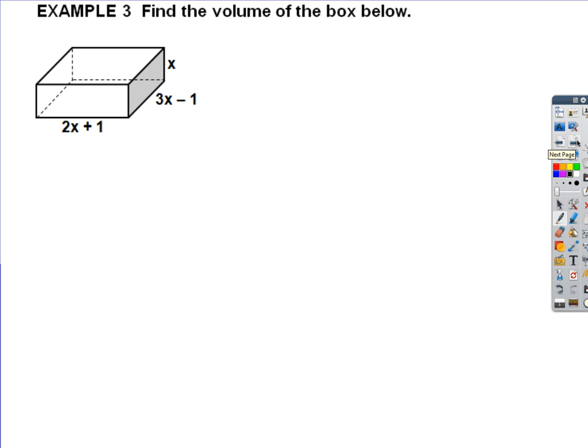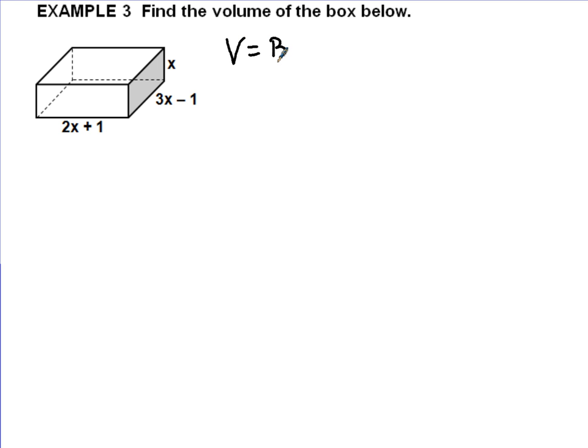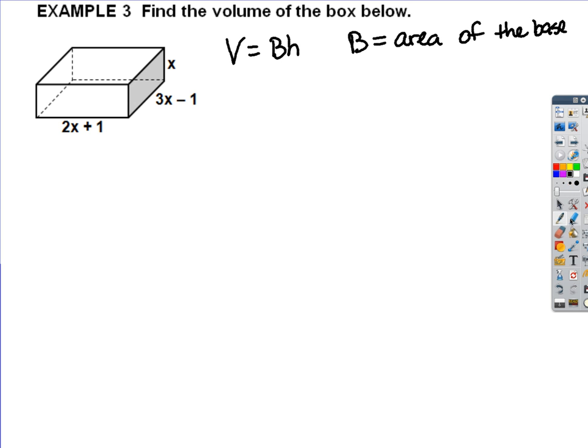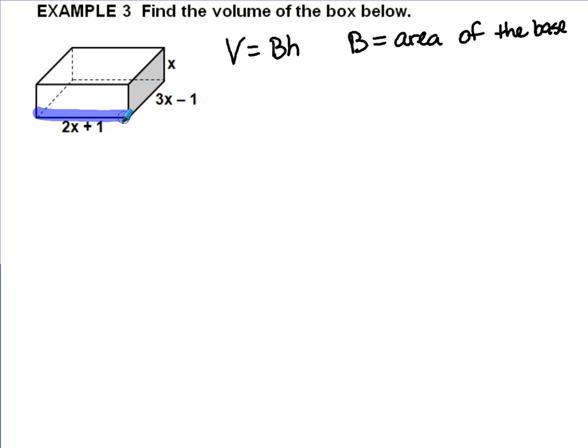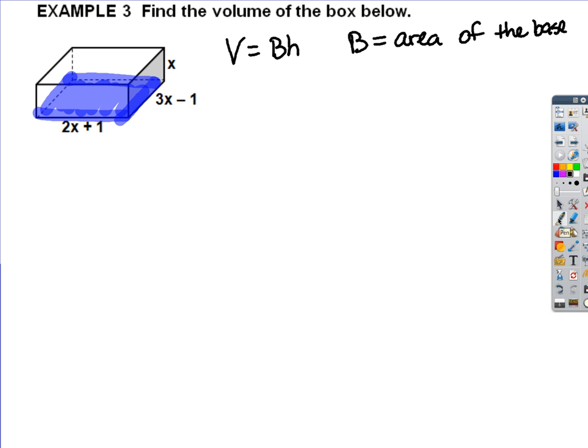I want to find the volume. Volume is capital B times H. B is area. It's the area of the base. So let's identify the base. The base is this right here. So to find the area of it, I'm going to do length times width because that's a box.